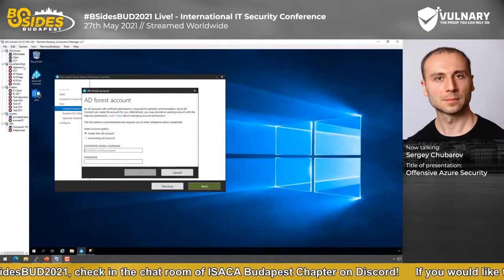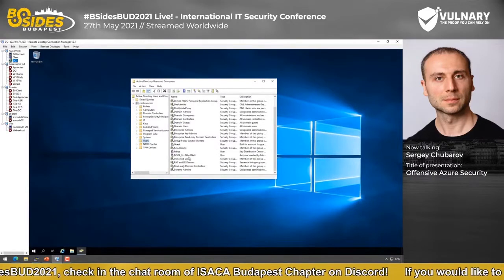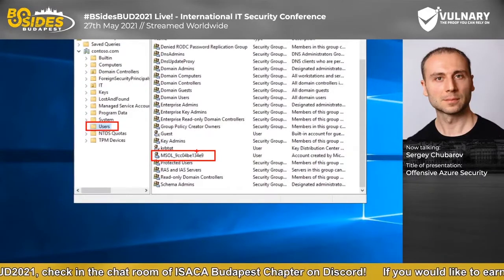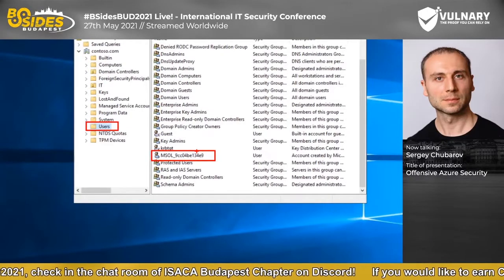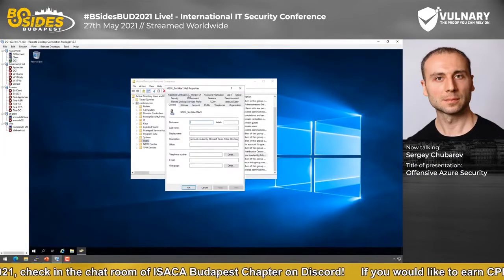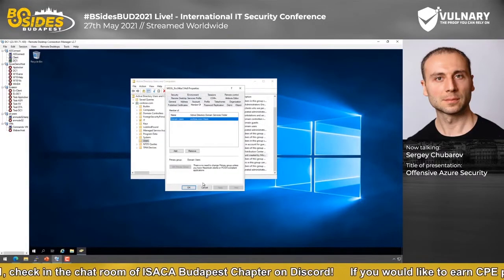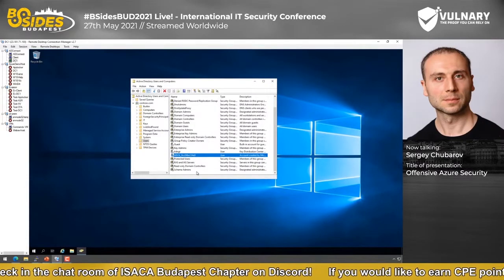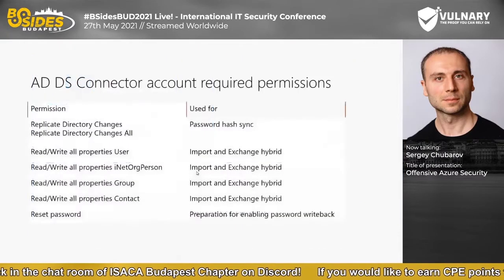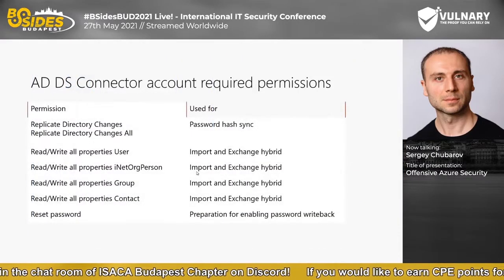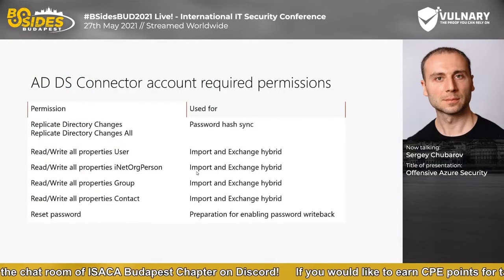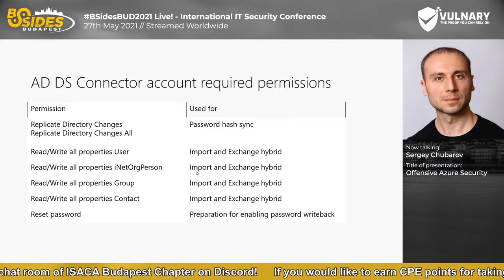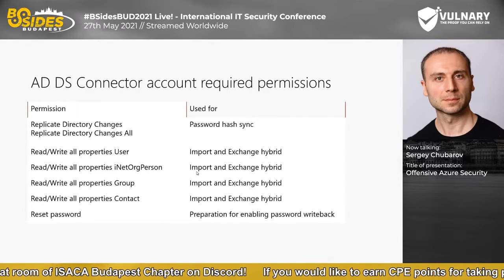Let's take a look on this account. If I go back to my DC, and in folder called users, I may find this account. It's called MSOL underscore and something, something, something. If I look at the account itself, this account should be just a regular user and looks like there is no problem with this account, just a low priv account. And yeah, it is, but when you also configure AD Connect, you will also enable, if you wish, of course, some optional features. And when you enable optional features, that account will have more permissions.